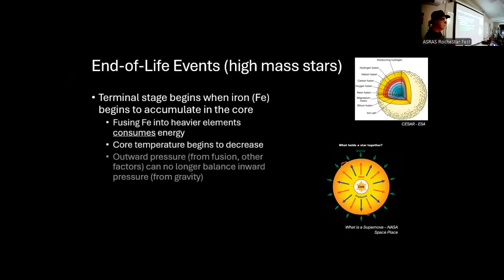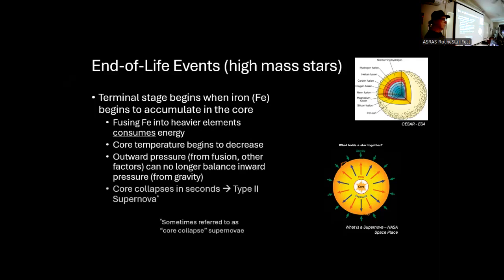So the core temperature begins to decrease, as I said, outward pressure begins to drop, and once the star tries to begin fusing iron, the core collapse occurs extremely rapidly, over the course of seconds, according to what I've read. These are sometimes referred to as core collapse supernovas because they occur because the core suddenly collapses. They're very violent, and they will collapse, and then there's a huge explosion.